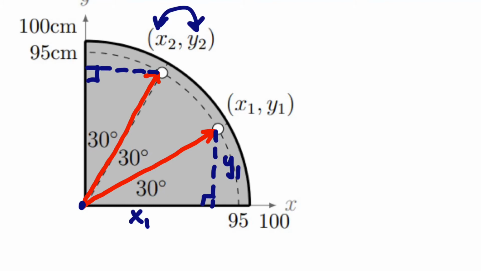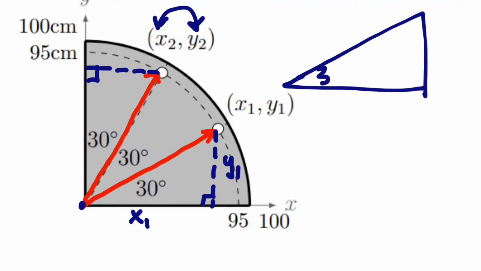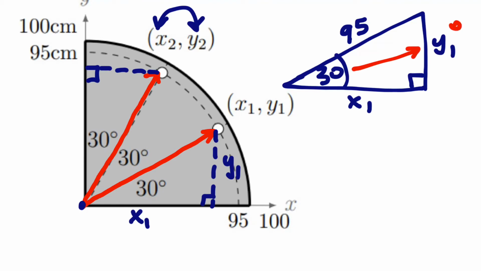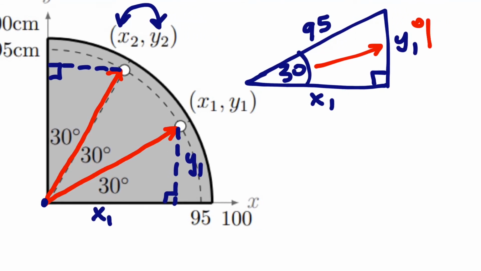All right, so if I pull that triangle out of there so I can draw on it, I've got 30. My right angle is here. My radius is 95, and that corresponds to my hypotenuse. Right, and this is X1 on this side, and this is Y1 on this side. Right, so standing on my 30-degree angle, that means this is my opposite here. This is my adjacent, and this is my hypotenuse.